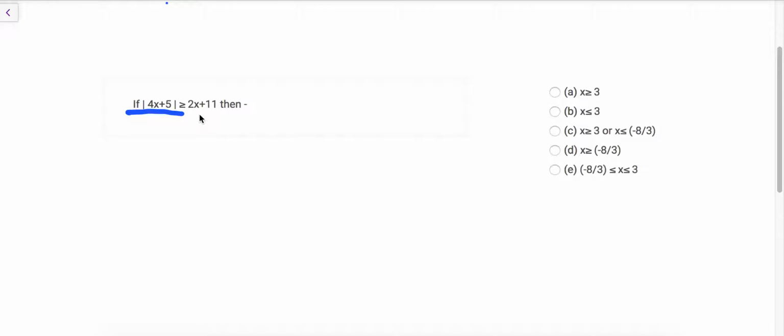So the most important thing about solving an inequality problem is that when there is an absolute value, we must remember that the actual value of the term inside the absolute value could be either positive or negative. Okay, so let's see. If we take the positive value first, then what happens? 4x plus 5 is greater than or equal to twice x plus 11.